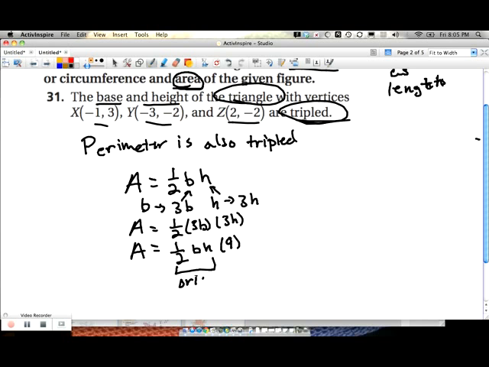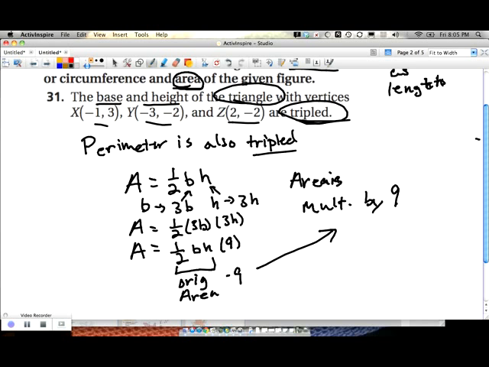Well, that's my original area. So it has my original area, this half times the base times height, times 9. So the area doesn't get tripled. The area is multiplied by 9. So that's an interesting relationship there. It's multiplied by 9. It's not tripled. It's not times 3. It's times 9.